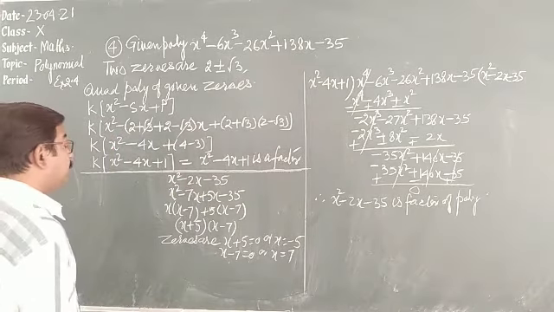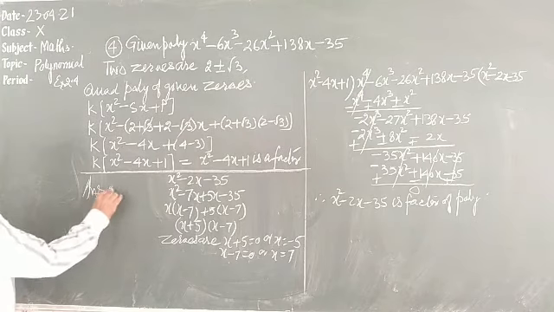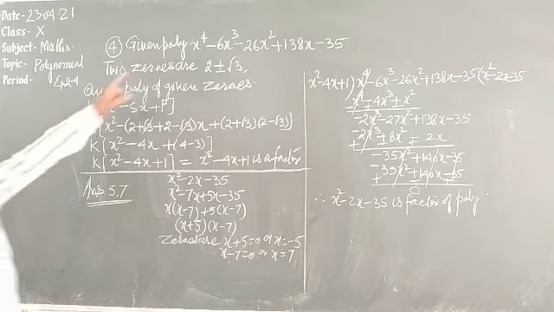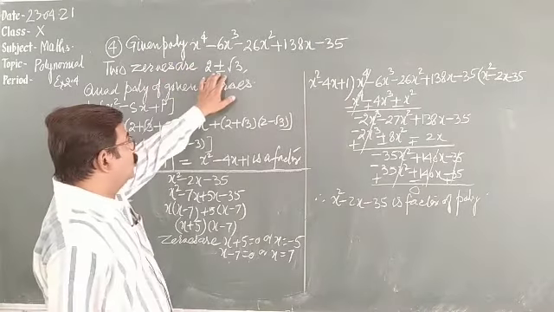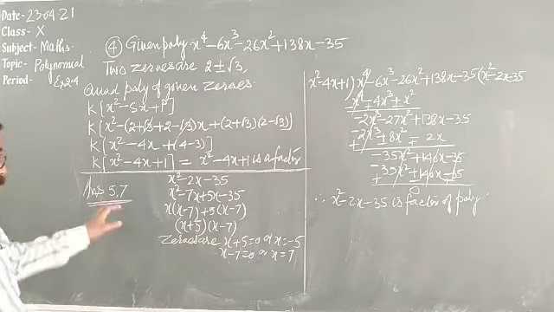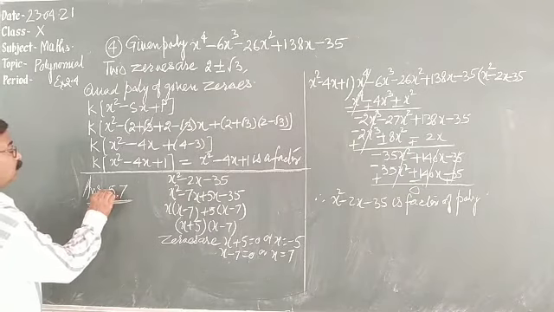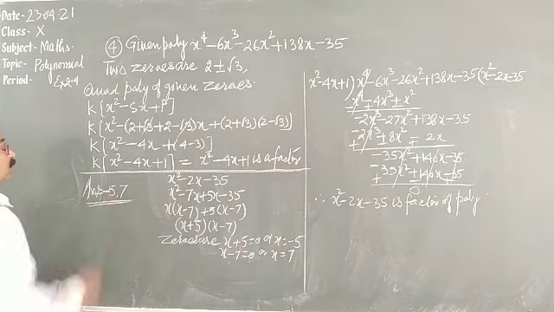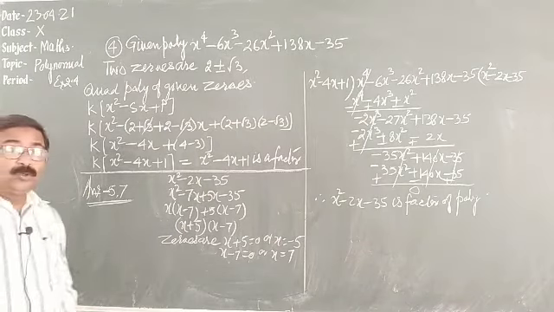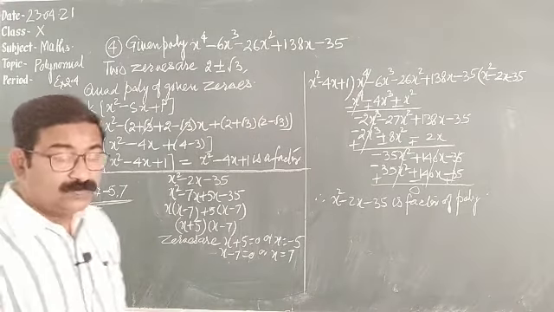So what is the answer? Answer is minus 5, 7. Means for this polynomial of degree 4, 2 zeros were given and we had to find 2 more. So 2 zeros are minus 5 and 7. Minus 5 and 7. Right? So you can pause the video to write its solution. Understood?